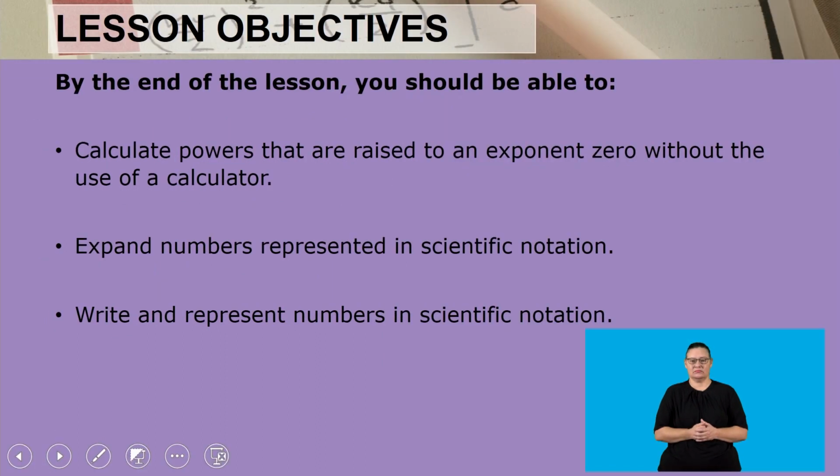So by the end of this lesson, we are going to know how to calculate powers that are raised to an exponent 0 without the use of a calculator, expand numbers represented in scientific notation, and write and represent numbers in scientific notation. So that's what our lesson is going to be about today.